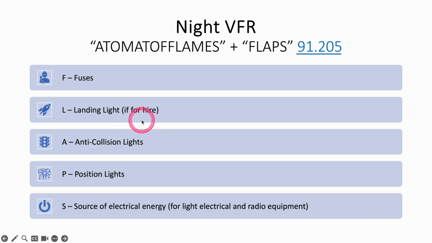Landing light, if for hire. Anti-collision lights, that's just repeated again. Position lights. So position lights are also called nav lights, are going to be the red light that's on the left wing, the green light on the right, and then the white light on the tail. And a source of electrical energy. So generator, alternator, battery. You need something to turn on the lights and radio equipment. We usually keep all lights on during flying just because it helps keep you visible. Really, it's like running the daytime lights in your car. It makes you more visible, especially at night.